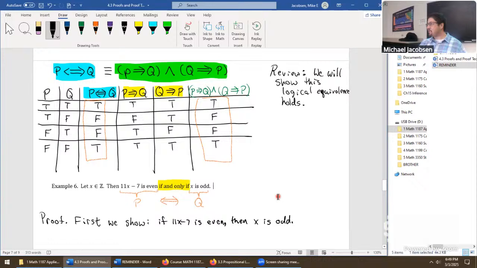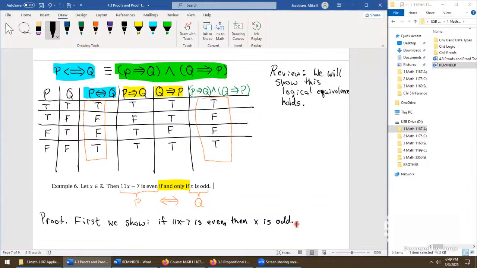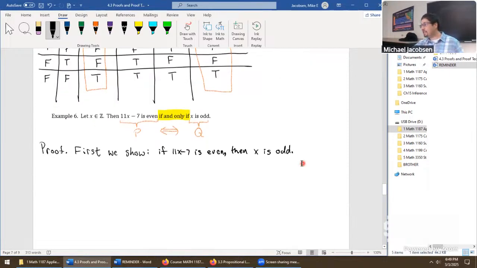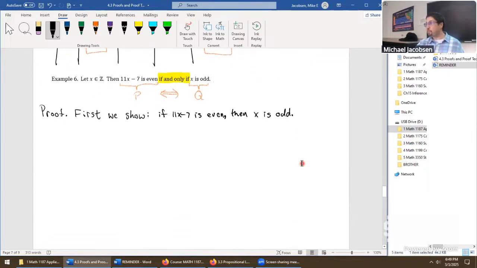I'll leave it up to the class. Should we go for the contrapositive or should we try to show this just directly? Any volunteers for a way to go? Could we do both? We absolutely can. Let's start off with the contrapositive since that's really the big thrust of this whole problem, example 6, not just the if and only if. So let's attack it first through the contrapositive.